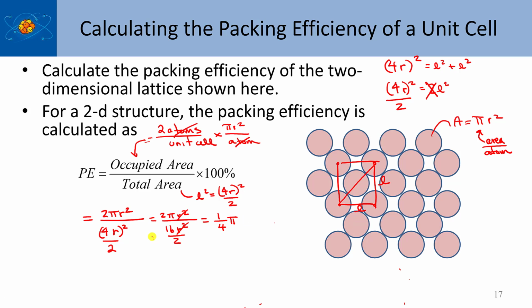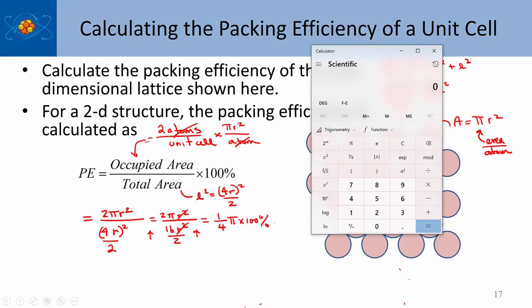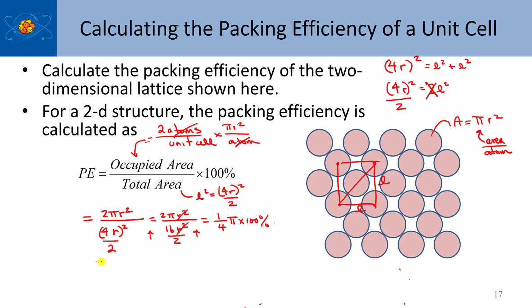I should have been, this whole time, having the 100 in here, right? The 100 should be here, times 100%. And we'll go ahead and calculate that. So 3.14159, that's pi, divided by 4 times 100. And so the packing efficiency is 78% for my hypothetical 2-dimensional unit cell. But that's how it's done.